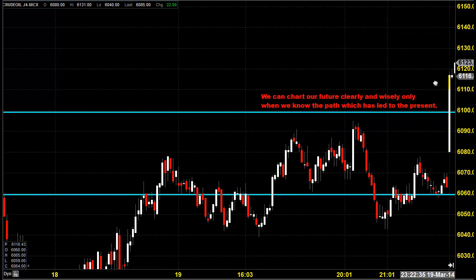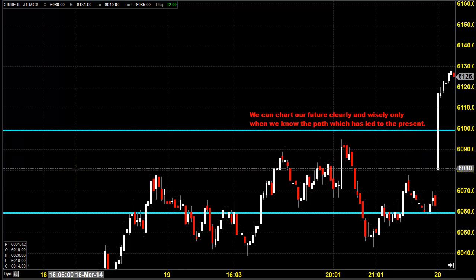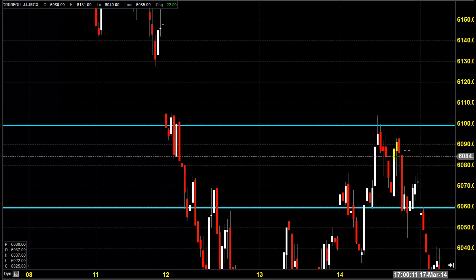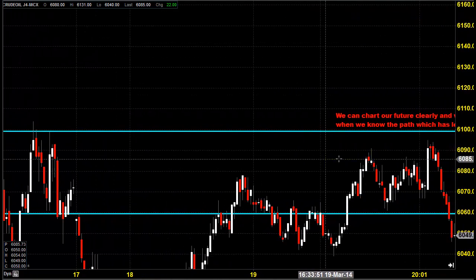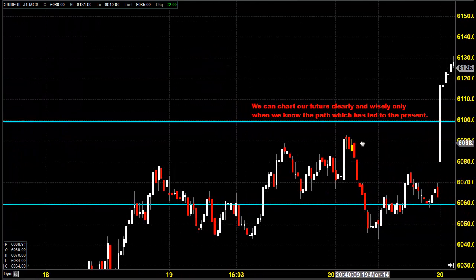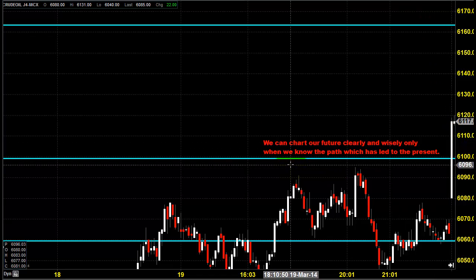Right after the price opening, we know that the price had cleared the major zone of 6100, because in the last few days, on 12th of March and 14th of March, the price was constantly taking a resistance. Even on 19th of March the price found a resistance. So yesterday's price opening had cleared the zone of 6100, which was acting as a resistance.